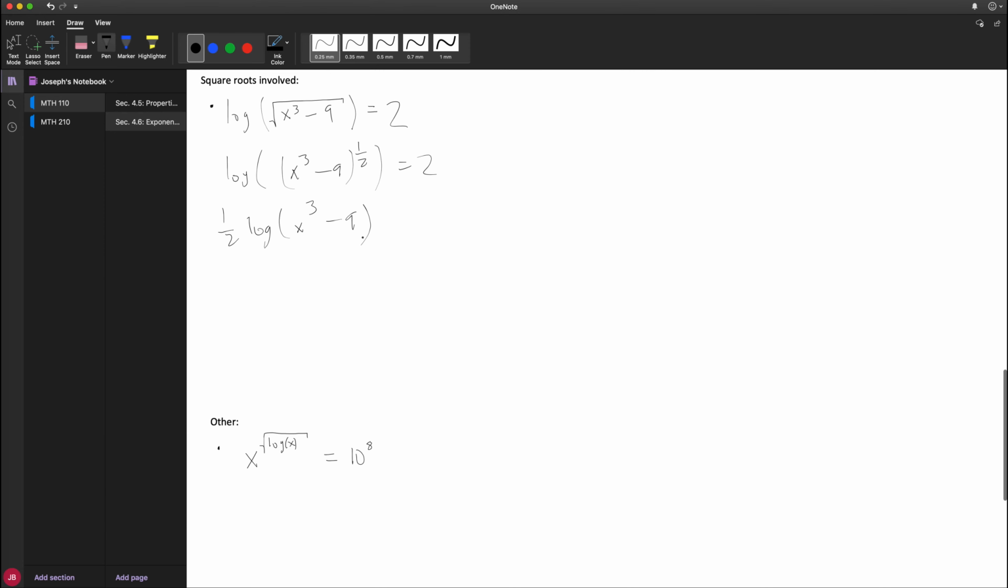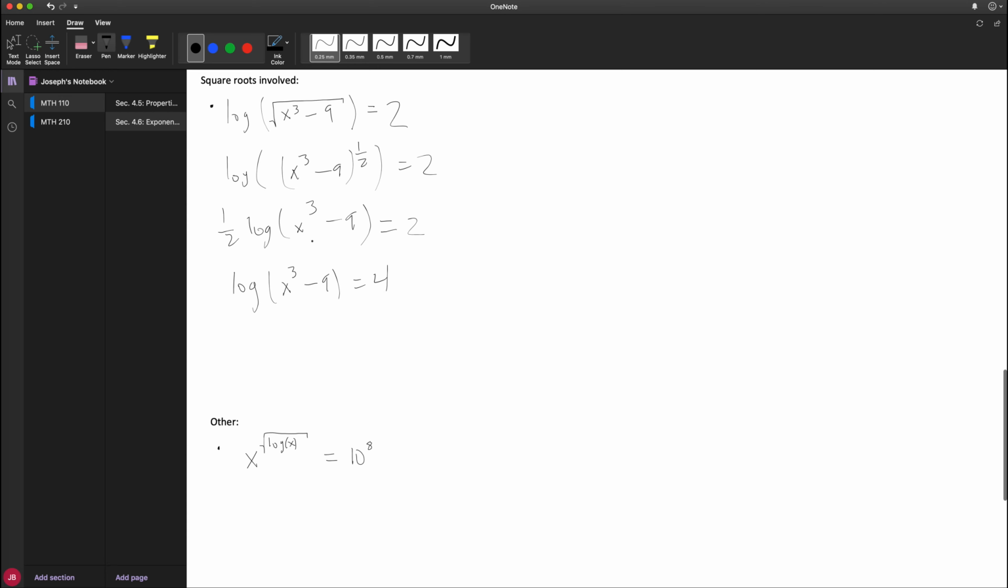Remember, this log splits up no further. I can't do anything with the 3 or anything like that. I have this minus here, which is really stopping any further progress. But what I can do now is I have a 1/2 here, so I can get rid of it by multiplying both sides by 2, and I get log of (x cubed minus 9) equals 4.